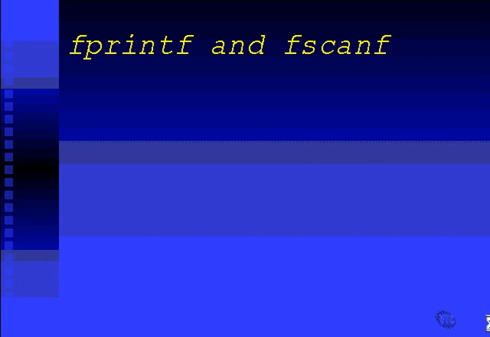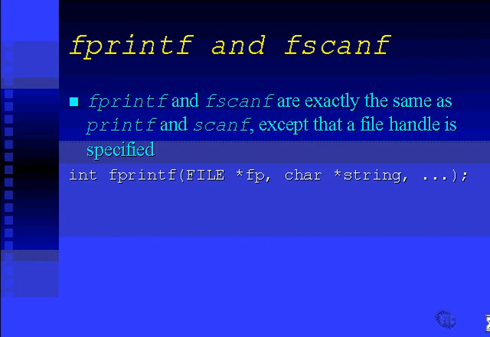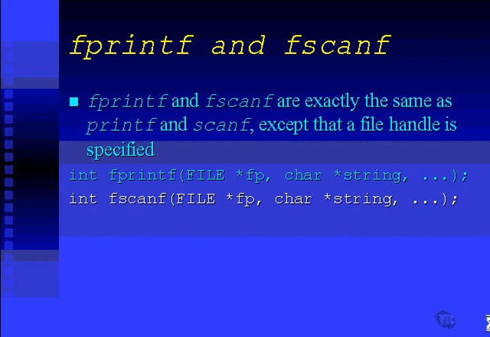Next, we've got fprintf and fscanf, which are exactly the same as printf and scanf, except that you get to specify which file you want to read or write to or from. In other words, you get to specify a file handle. Fprintf looks like this. It's exactly the same as before, except the very first parameter is the file handle. It goes before the text formatted string that you want to output. Fscanf is pretty much the same, and so I don't really need to go into too much detail on fprintf and fscanf.